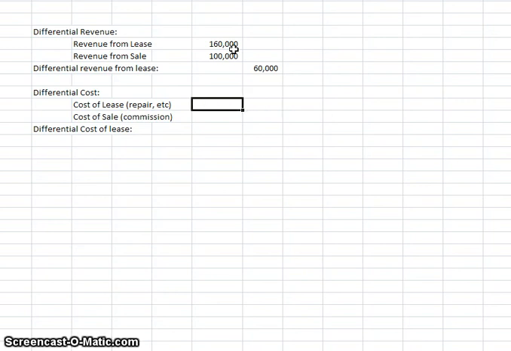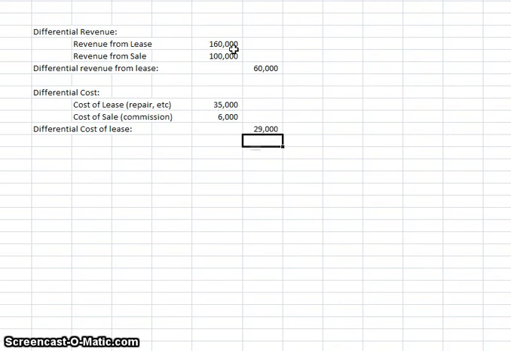The problem with leasing the property is, remember that I still have to maintain it with repairs and maintenance expense and property taxes and such. So it's $35,000. Whereas if I sold it, the only cost I would have would be this cost of the commission. So the differential cost of the lease is the difference between the two of these.